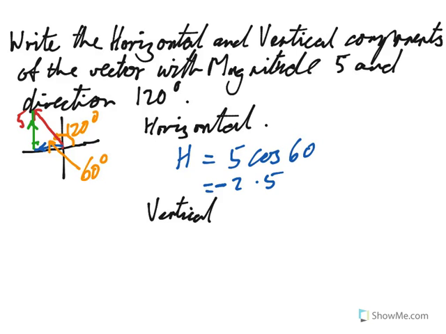My vertical component is 5 sine 60, which comes out to 5 root 3 on 2 in exact form. And that one is pointing in the positive direction, so we don't need to put a negative in that like we did in the horizontal one to indicate that.